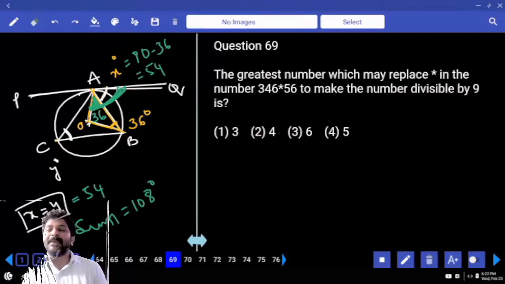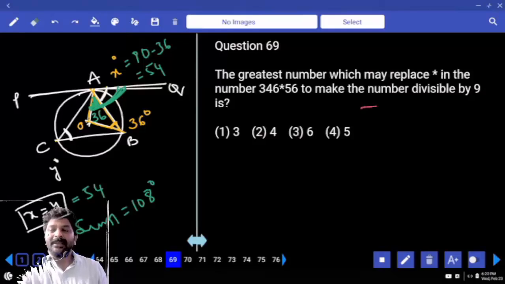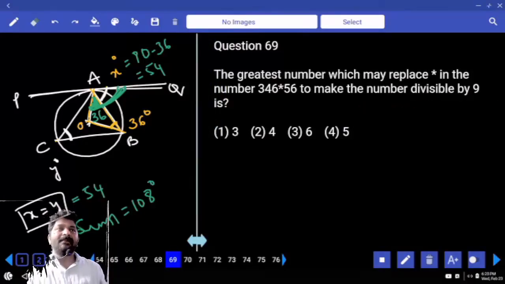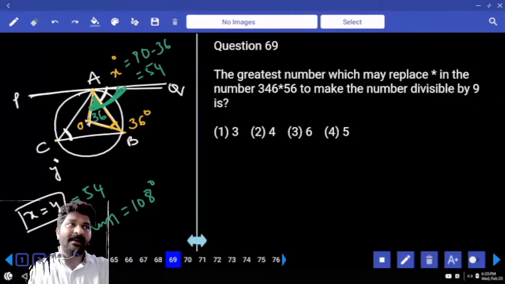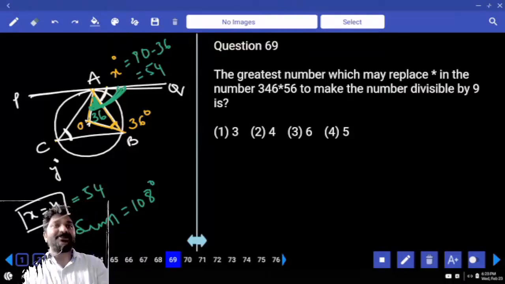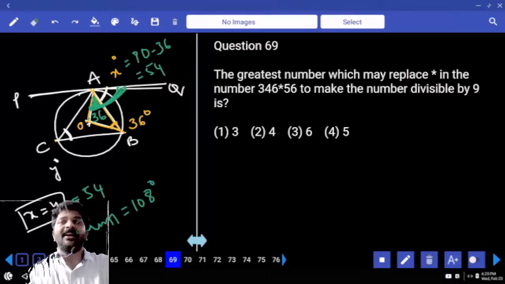Greatest number which may replace star in the number to make the number divisible by 9. If a number is divisible by 9, the sum of digits also must be divisible by 9. I have told you earlier that you can directly add all the numbers, or choose a number or combination of numbers such that you get 9 or a 9 multiple.